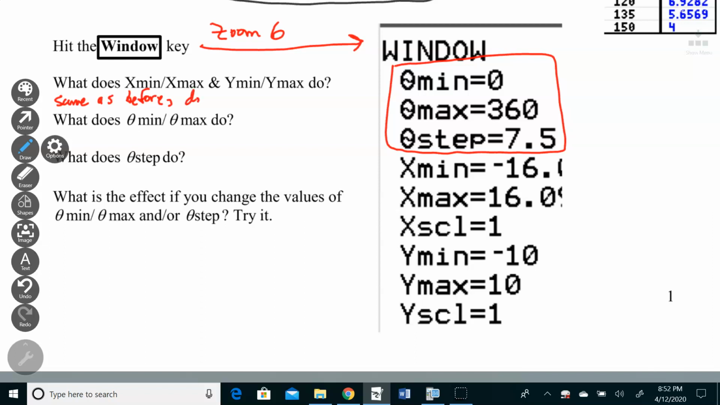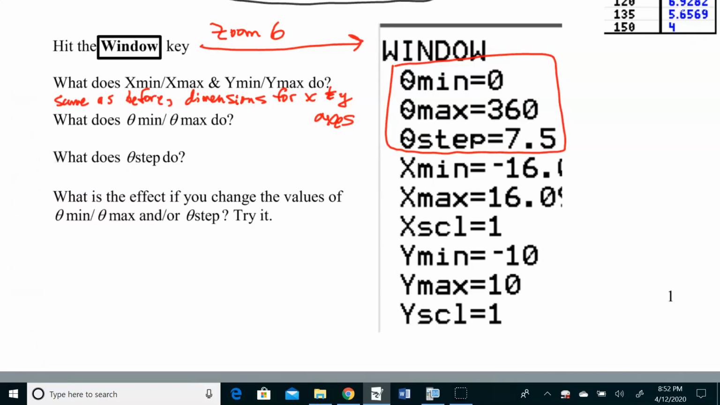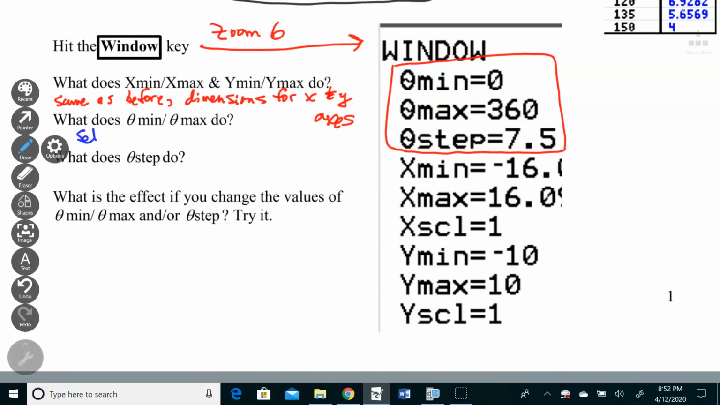It is the dimensions for the X and Y axis. Now the big difference that we see here is this theta min and theta max. This theta min and theta max is how it draws the graph. It sets the min and max value for theta that's being used in the equation or my input.